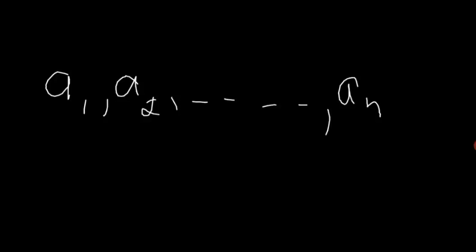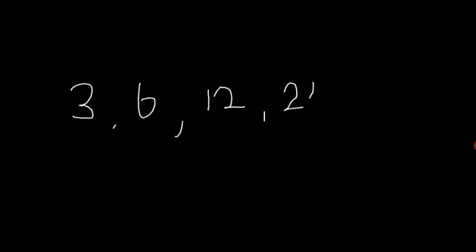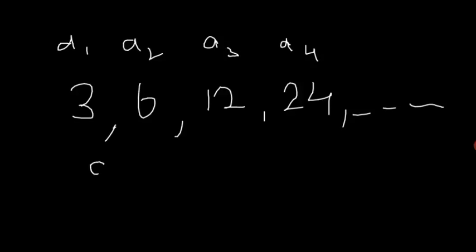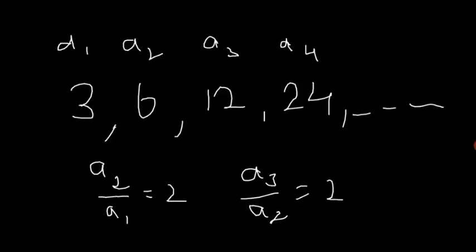A ratio. What do you mean by this? Let me give you an example. Let's say 3, 6, 12, 24 and so on. Let's say this is A1, A2, A3, A4. You do A2 by A1, what does it come? That is 6 by 3, that is 2. Then you do A3 by A2, that's 12 by 6, that is again 2. And A4 by A3, you'll see it is again 2.